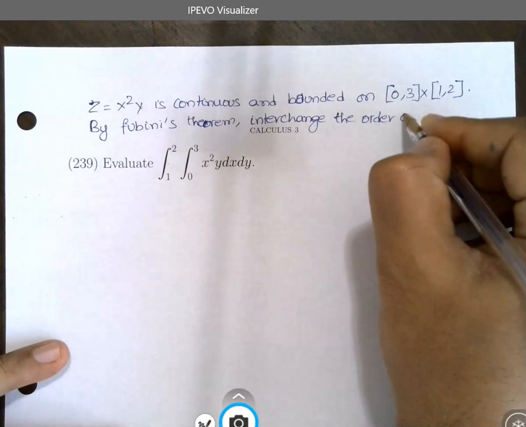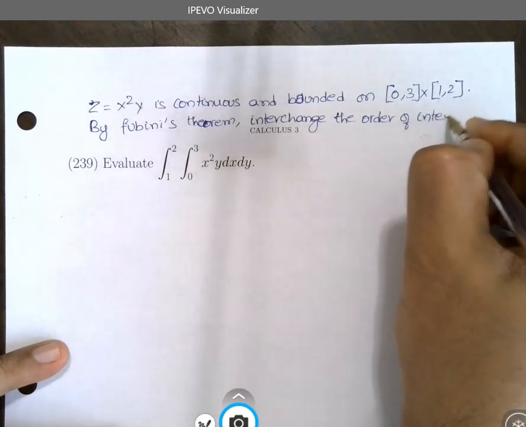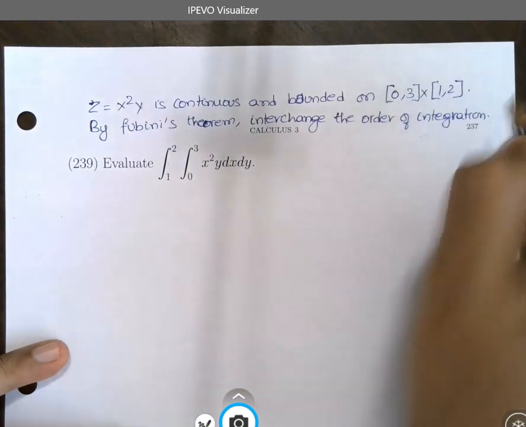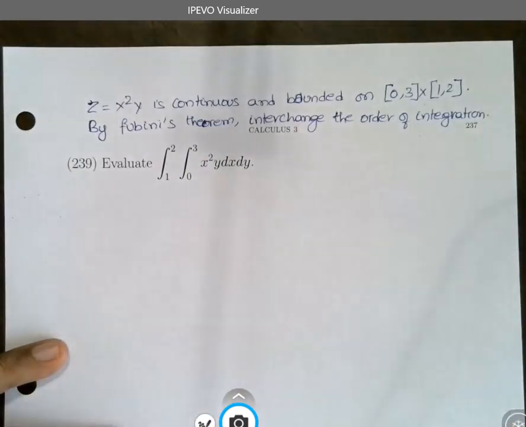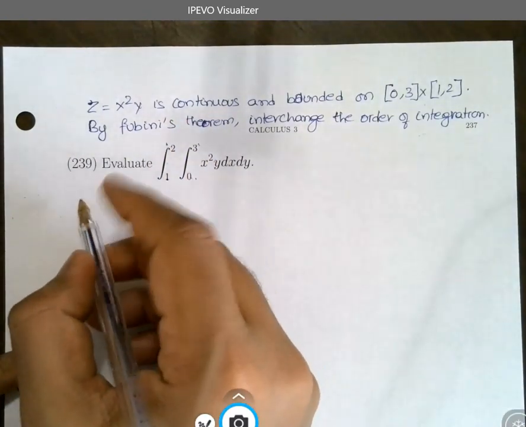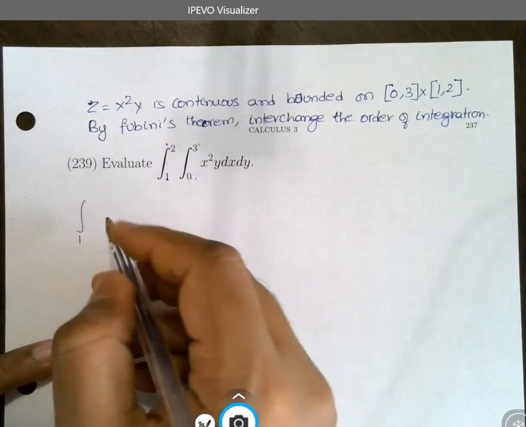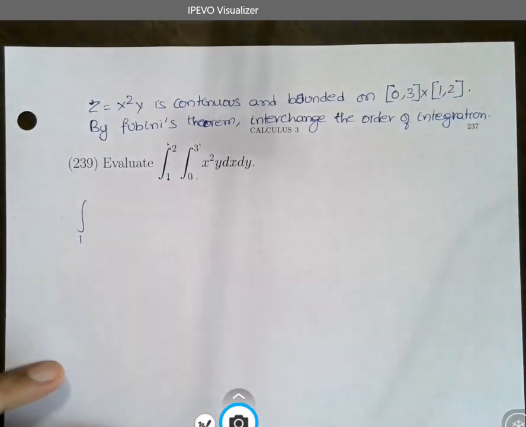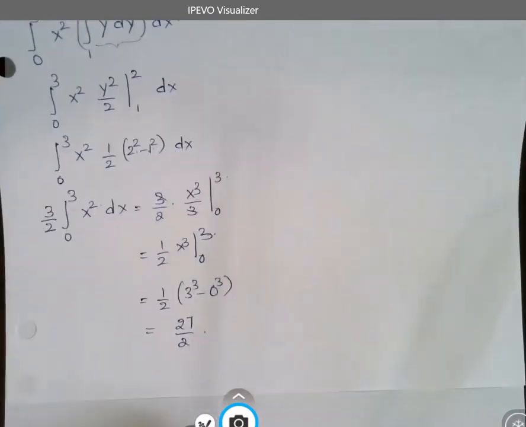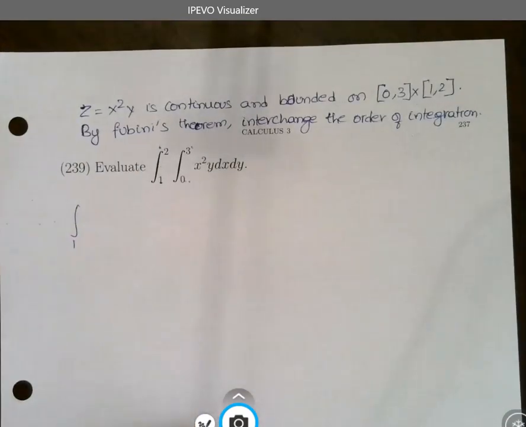It is possible. So whether you integrate x first or y first, it really doesn't matter when the function is continuous and bounded, and it is bounded because there are definite numbers here. So let's go ahead and evaluate the integrals here and see. We know the answer. We are expecting 27 over 2, the reason being we got the same answer here. Okay, let's go ahead and see.